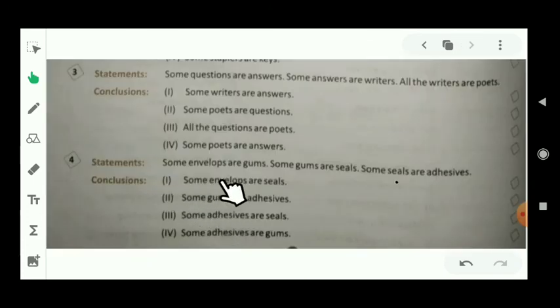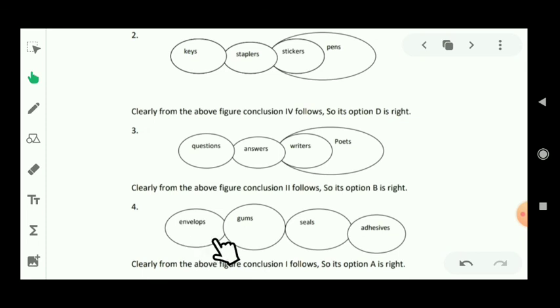The statements of question number 4 are: some envelopes are gums, some gums are seals, some seals are adhesives. Let's see the solution of this given question. From the given statements, this will be the figure, and clearly we can observe from this given figure that only conclusion first follows. So which option will be right?